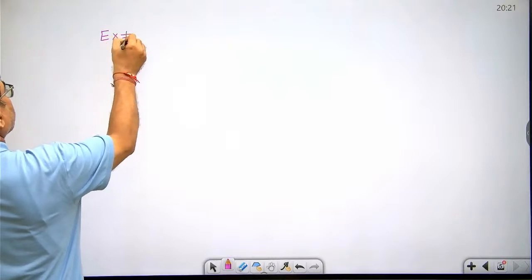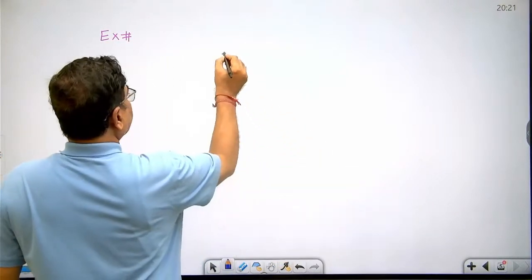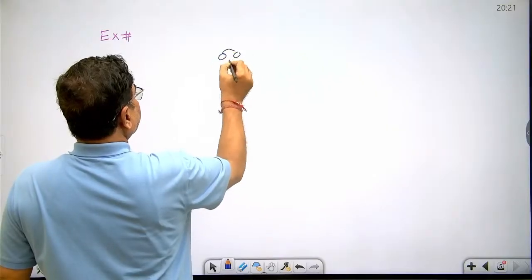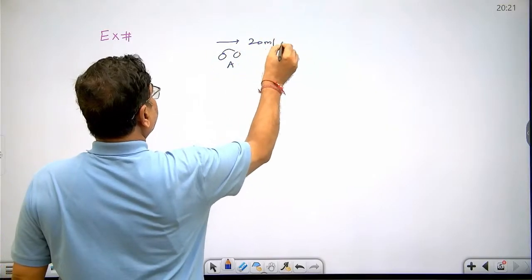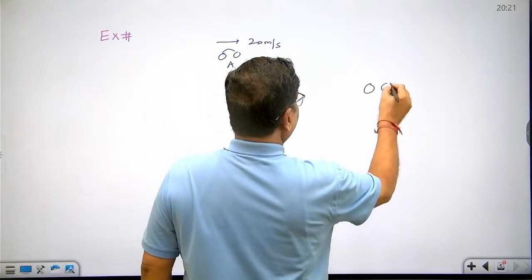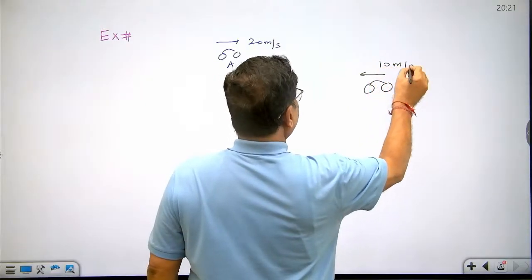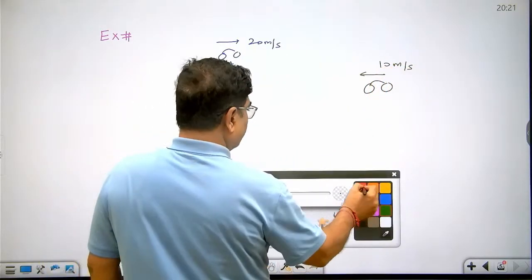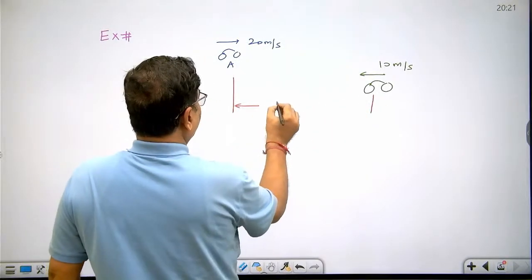Let us see another case. When two cars are moving in opposite directions, see here. If this is car A, moving with velocity 20 meter per second, and this is car B, moving with velocity 10 meter per second, and let us assume the separation between the two cars is 100 meter.